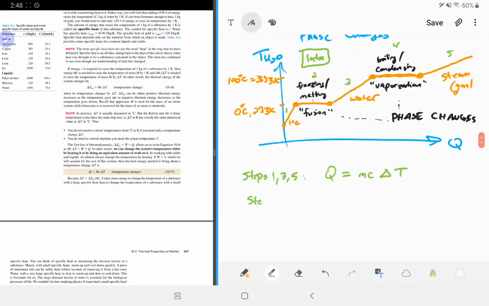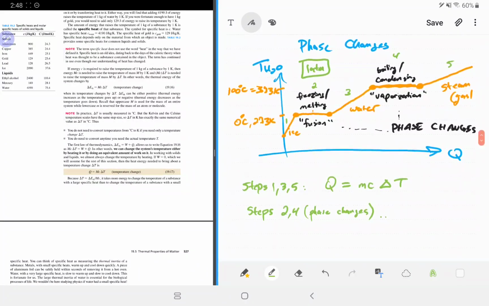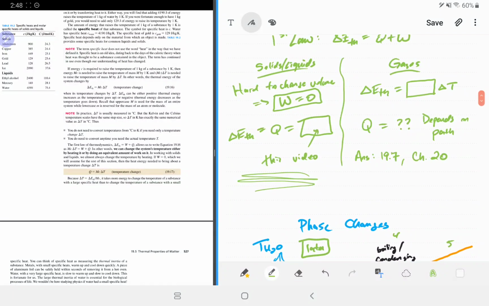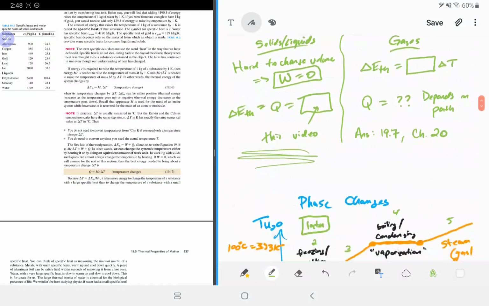I also want to quickly mention what the relevant equation is for steps 2 and 4. So remember that steps 2 and 4 are phase changes. And for the phase change, there's no change in temperature. So it wouldn't make sense to write down an equation where we have a delta T for steps 2 and 4. They occur at a particular temperature, but the temperature isn't changing. It does require a certain amount of heat to change the phase. And remember, in this video, heat and energy and the overall change in energy are the same thing because there's no work.